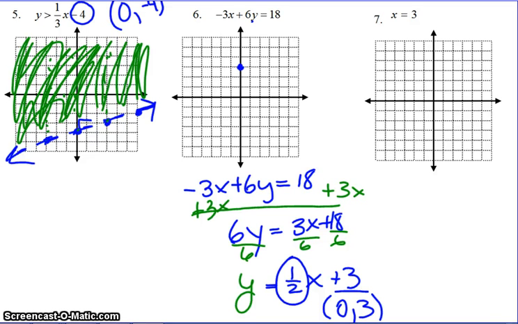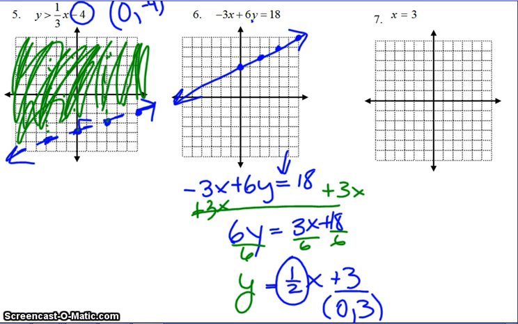Then our change in y compared to our change in x. For every positive 1 in the y, I go positive 2 in the x. So that means my next value would be here. Positive 1 y, positive 2 x, positive 1 y, positive 2 x, and you just connect the dots. Now, this one does not have a greater than or equal to. It's just an equal sign. So it's just the line there.